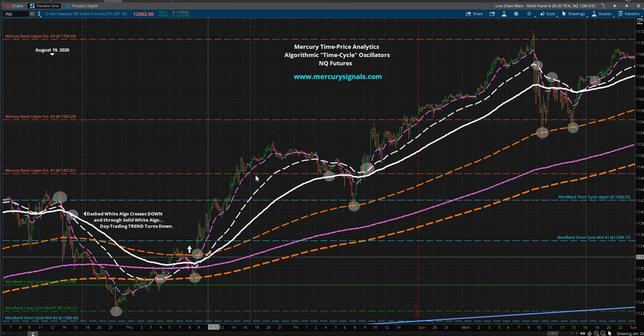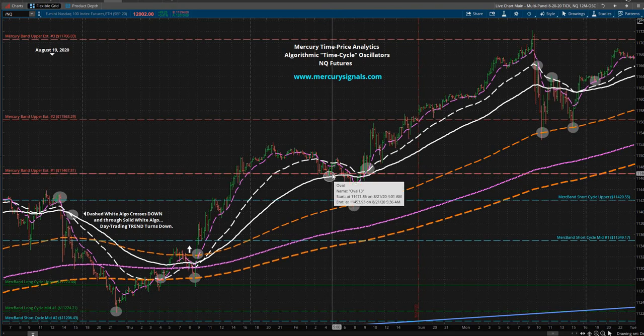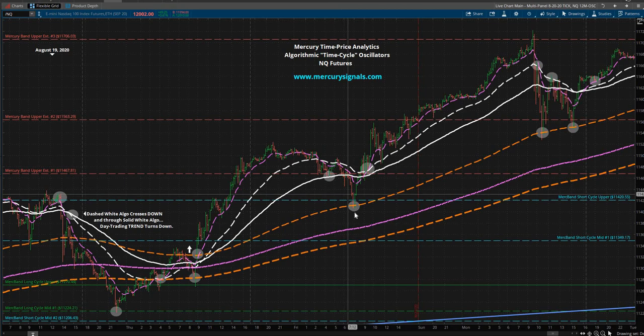So after this monster move, you get this little pullback to where? The confluence of the Mercury band and the white day trading metric, so the solid white one. You get a little bounce. There's a little hiccup here. You get this move down. Well, the trend hadn't changed.